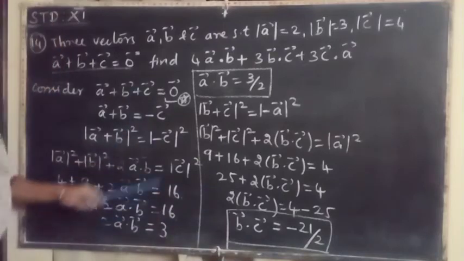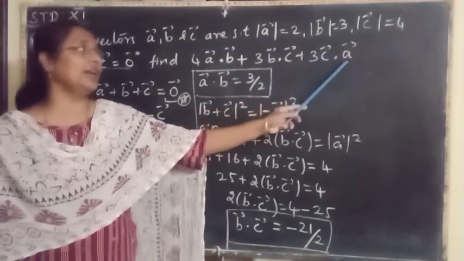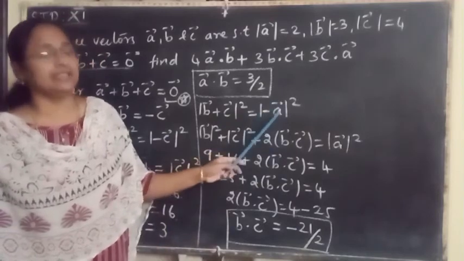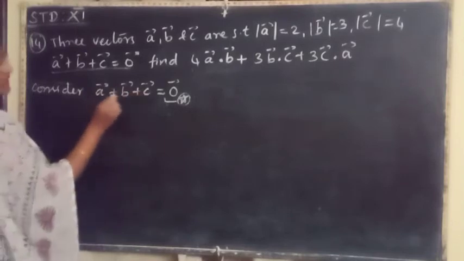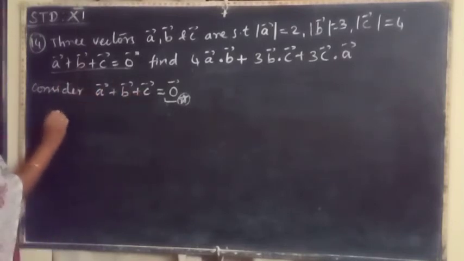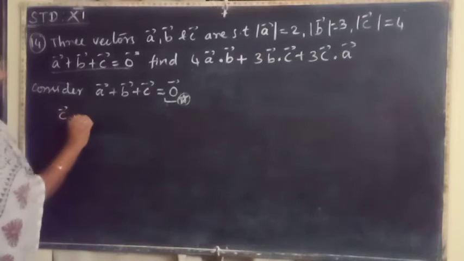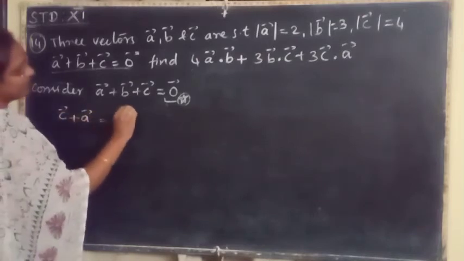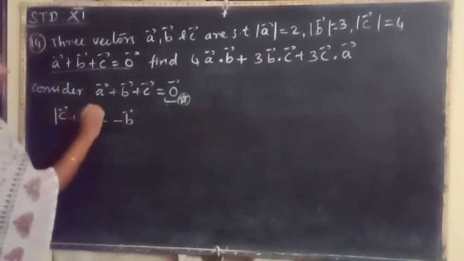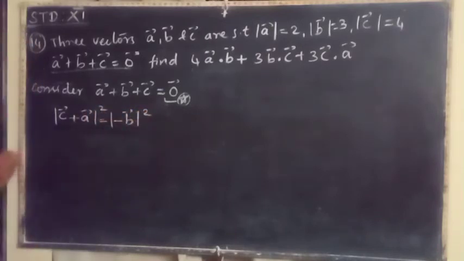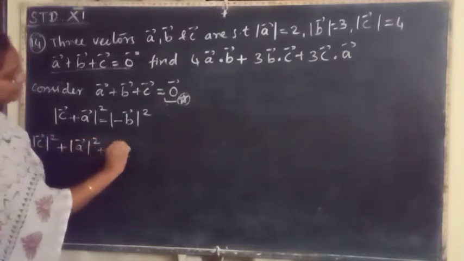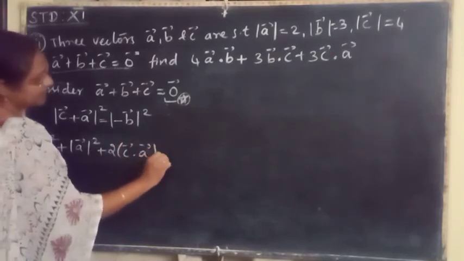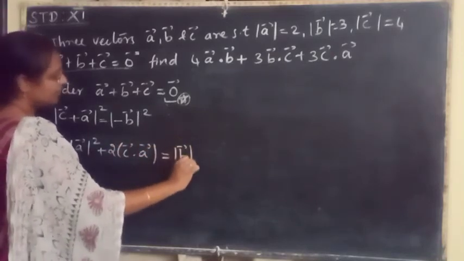Now the same procedure, we are going to find what? C vector dot a vector. Shall we proceed now? Yes. Find the value of c dot a. Okay. So keeping c and a, the rest, then what will we get? C vector plus a vector is equal to minus b vector. So I am going to take the modulus and square it on both sides. So what will I get? Modulus of c the whole square plus modulus of a the whole square plus 2 into c vector dot a vector is equal to modulus of b the whole square.